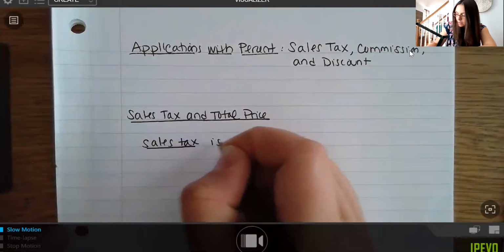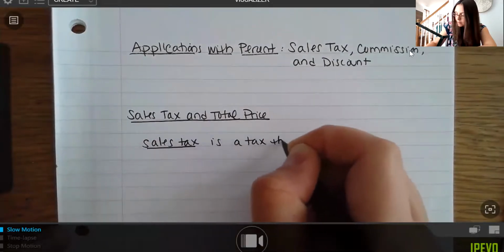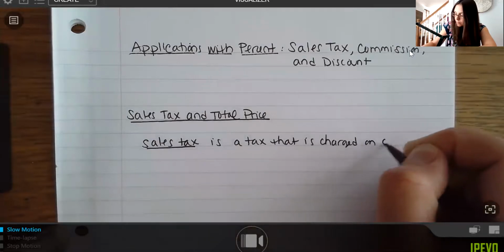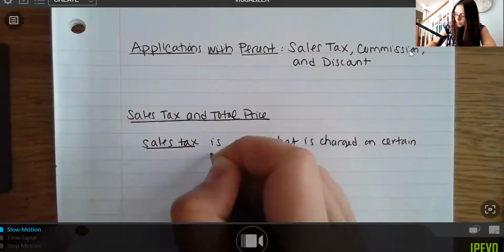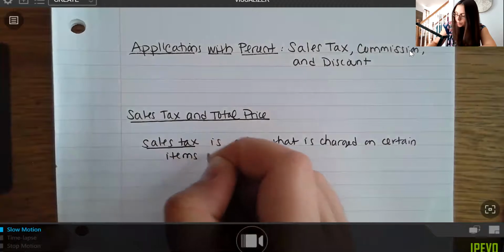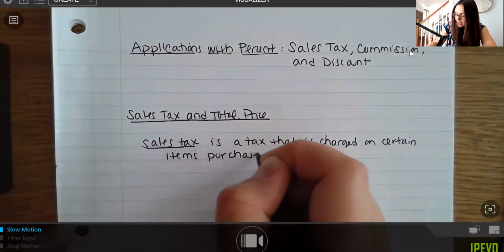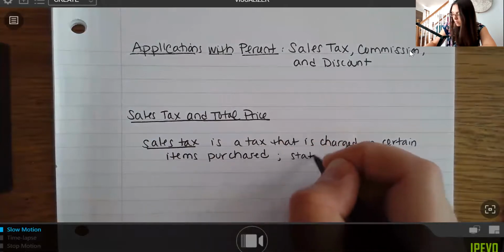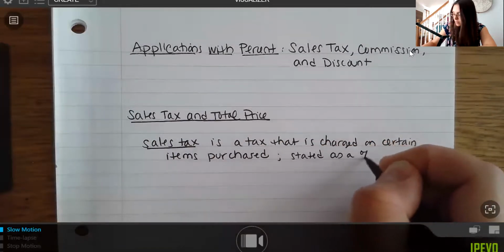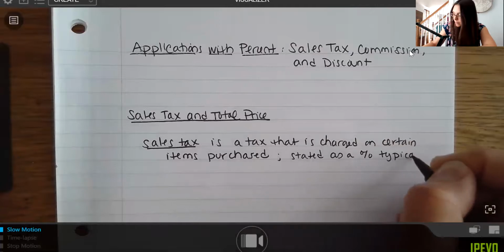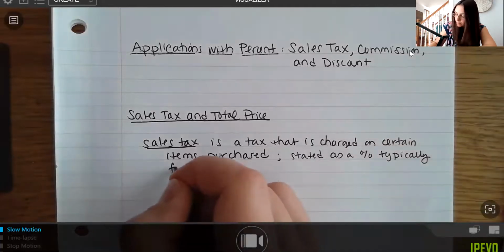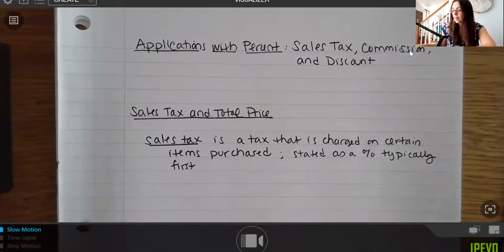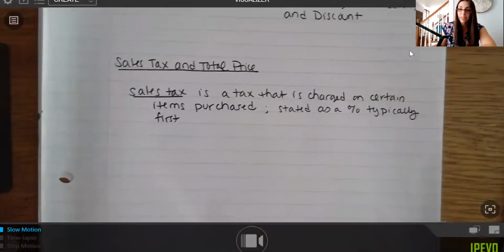So sales tax is a tax that is charged on certain items purchased. And again, this percent is typically stated as a percent first. So this percent can change from state to state or item to item, but typically for sales tax, you tend to have a percent first.